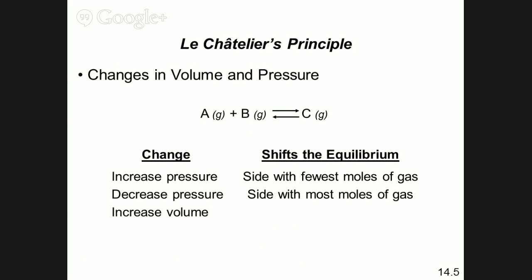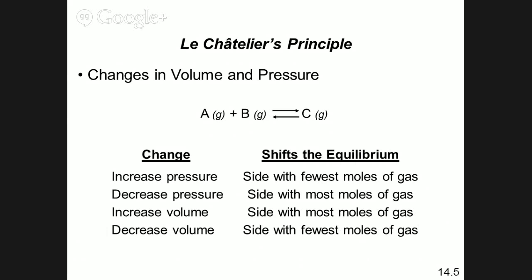Now, volume does the opposite of pressure. So if I increase the volume, notice it went to the side of most moles. And if I decrease the volume, it goes to the side with fewer moles. So pressure and volume do opposite things, just like in our gas laws. Pressure goes up, volume has to come down for a constant temperature.